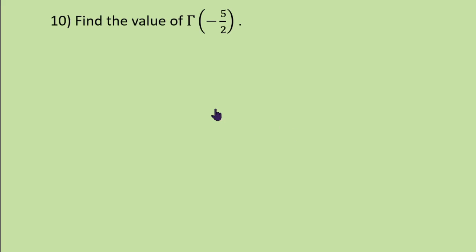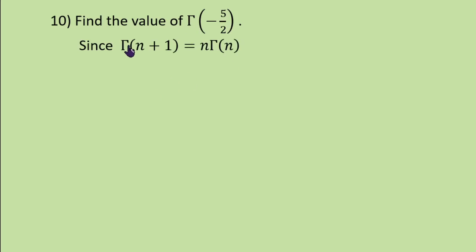The last problem, find the value of gamma of minus 5 by 2. Actually, for negative values, it's not good, and we are not going to use the formula. But in some textbooks, they explain this. Therefore, I am going to explain how to evaluate gamma of minus 5 by 2.